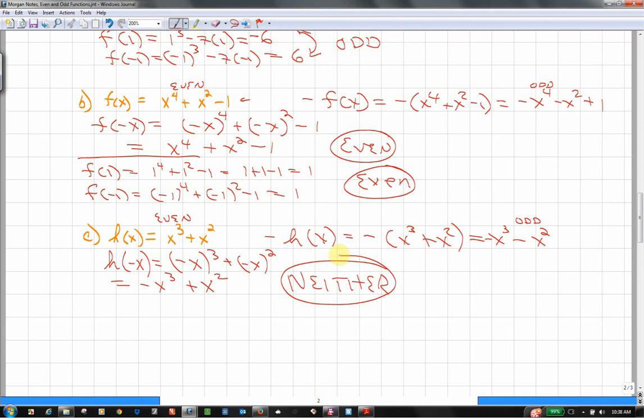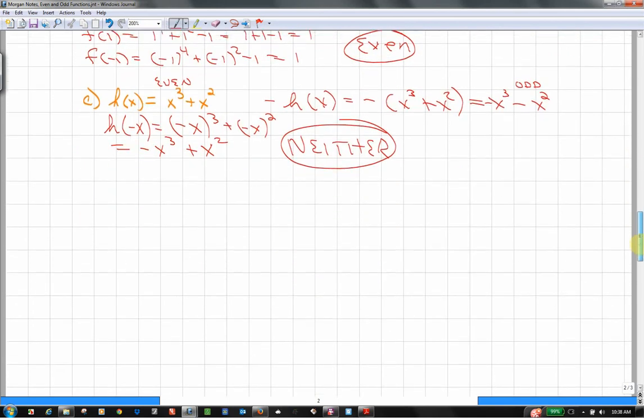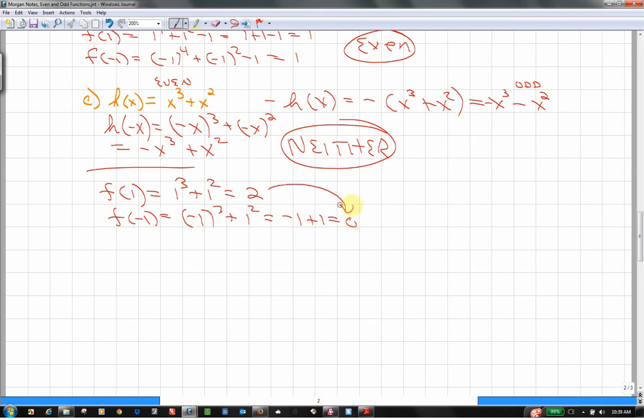Let's try a number in there. I'm going to use a negative and positive 1 again. If I put 1 in the function, that would be equal to 1 cubed plus 1 squared, which is 2. If I put a negative 1 in, I get a negative 1 cubed plus 1 squared, which is a negative 1 plus 1, equal to 0. Those two are not the same. That confirms what I had already known when I used just the x's. So there's two ways to do it: I can use numbers or I can use the x values.